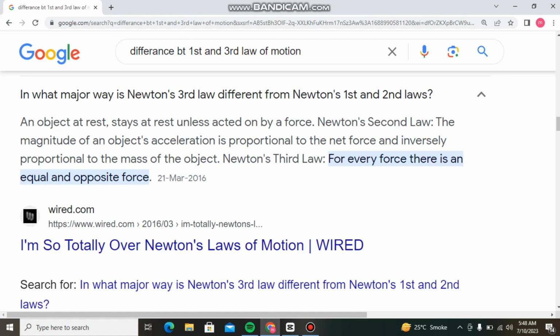I repeat, an object at rest stays at rest unless acted on by a force. Newton's second law, the magnitude of an object's acceleration is proportional to the net force and inversely proportional to the mass of the object. Newton's third law, for every force there is an equal and opposite force.